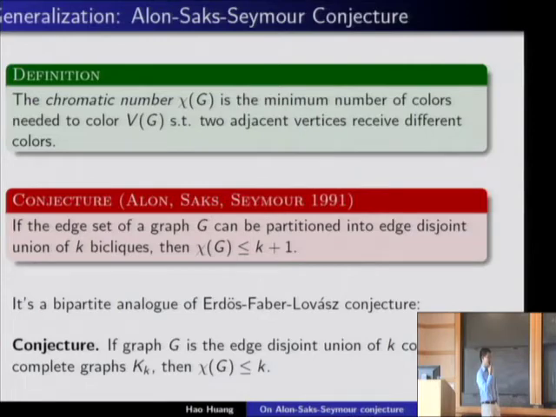It can be considered as a bipartite analog of a very famous open problem in graph theory by Erdős, Faber, and Lovász. If a graph G is the edge-disjoint union of k copies of complete graphs, each of size at most k, then the chromatic number is at most k. And this is still open. Now you see the difference here: instead of looking at bicliques, we look at cliques of size at most k.